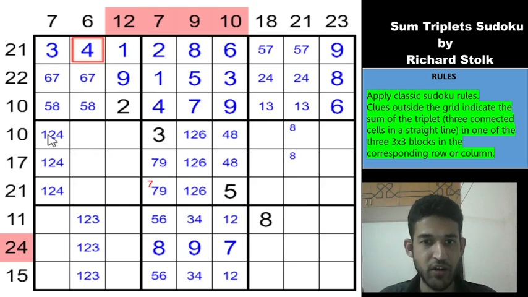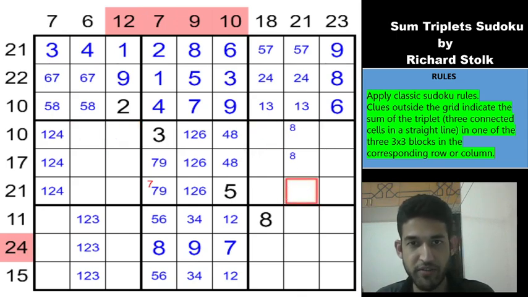So the 10 cannot be achieved from these 3 cells, because 1, 2, 3, 4 and 5 and 6 would be the minimum possibilities here. So the 10 has to be achieved from these 3 cells. Oops, I left an 8 here, right? 8 has to be here due to the classic. So this is not a 7.